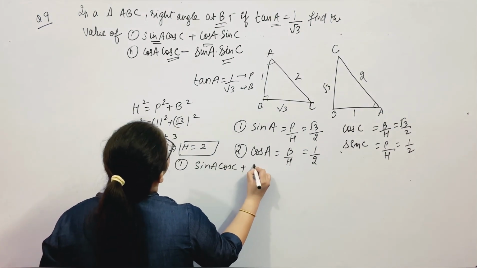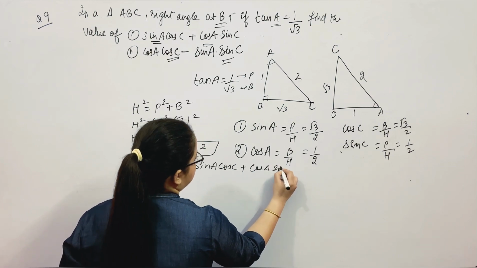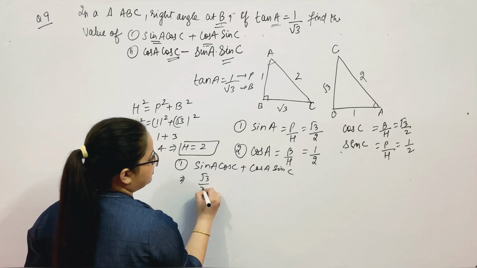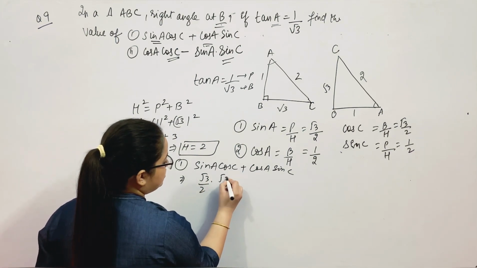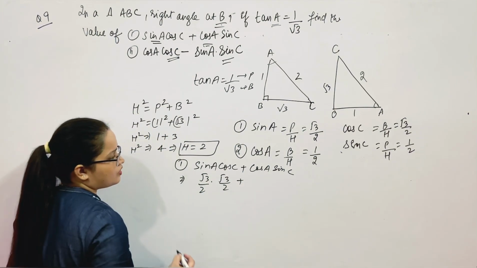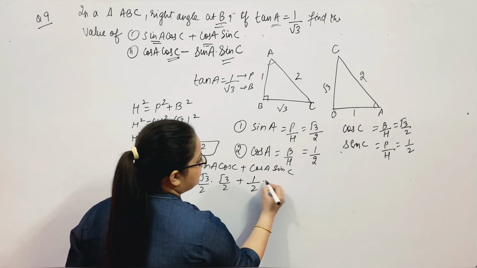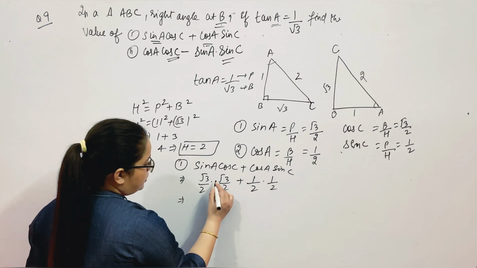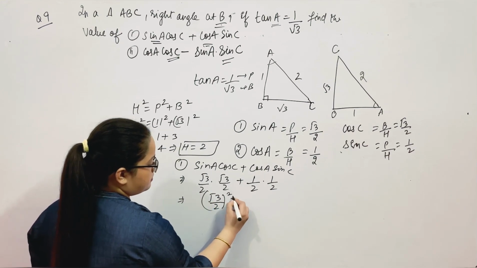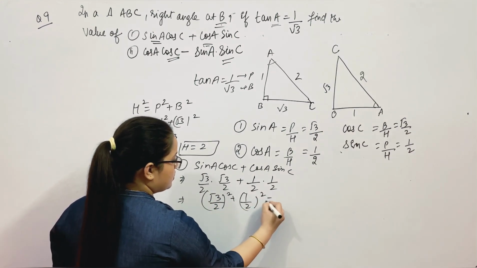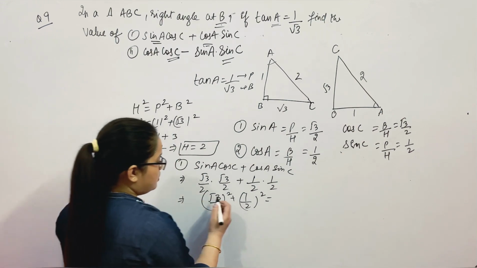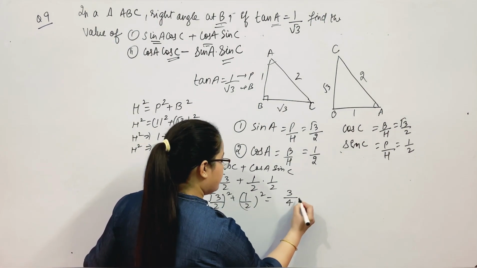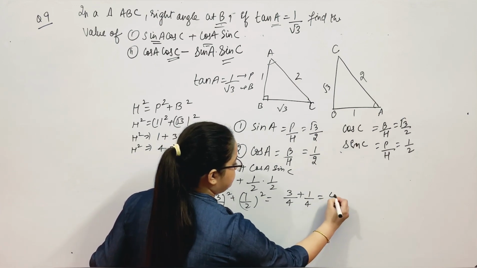sin A cos C plus cos A sin C. sin A is √3/2, cos C is √3/2, cos A is 1/2, sin C is 1/2. Simply we will evaluate √3/2 whole square plus 1/2 whole square. That means what? Square and root will get cancelled out, so it will become 3/4 and 1/4.